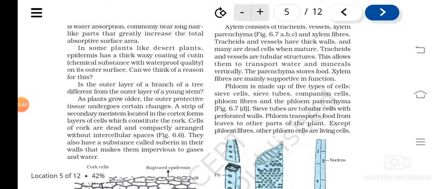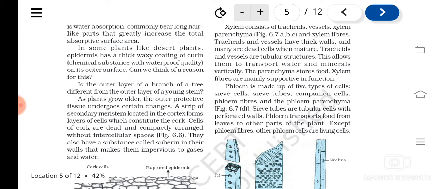And when the tissues lose their capacity to divide, they get specialized to perform different functions. What is that process called? It is called differentiation, isn't it? So, after differentiation, the cells lose their capacity to divide and they become permanent, isn't it? They'll become permanent tissues. So, we were studying the different kinds of permanent tissues.